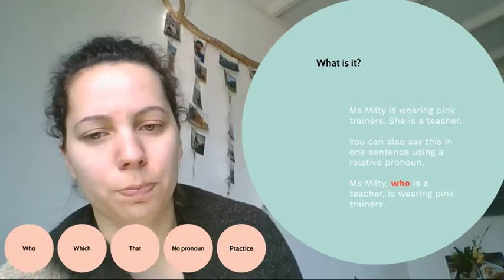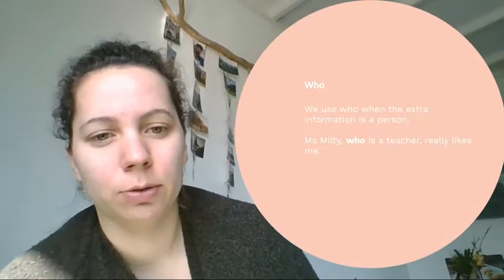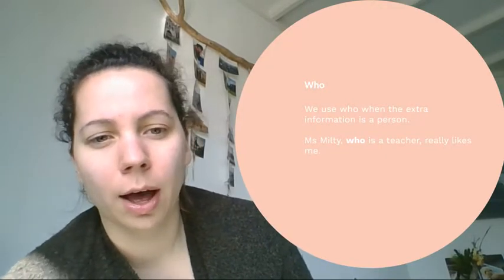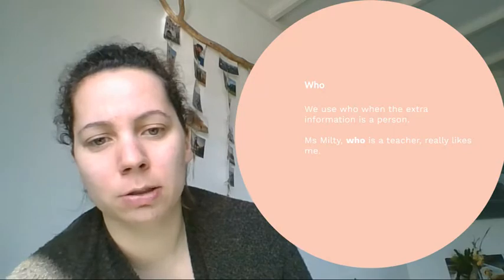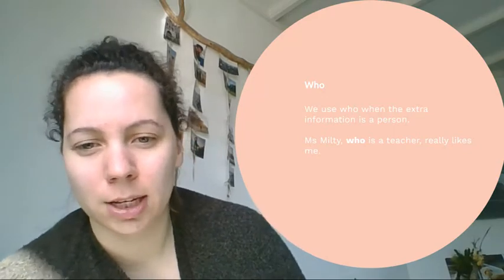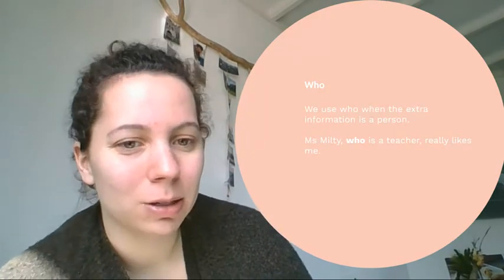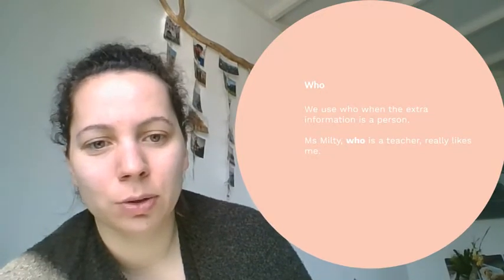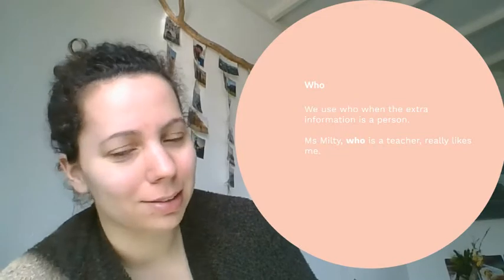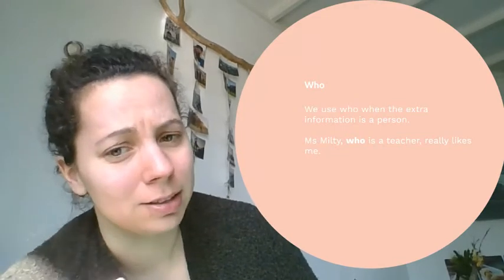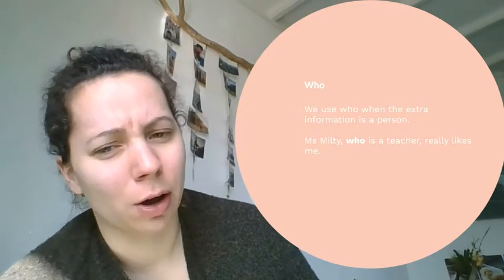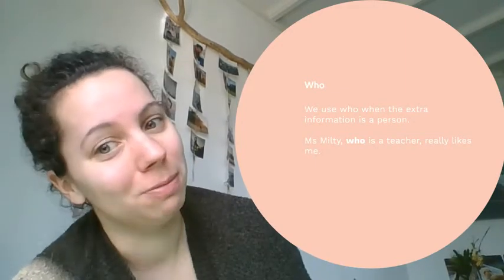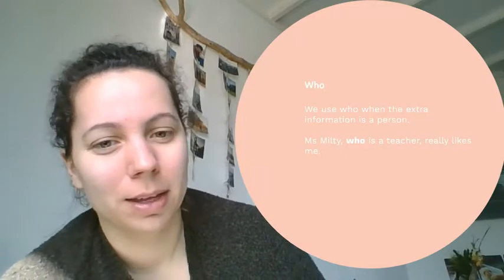Let's start with who. So we use who at the start of a relative clause when the extra information is about a person. So remember the sentence that we just used. Miss Milty, who is a teacher, really likes me. The extra information about Miss Milty, and yes, I am a person, even though I'm a teacher. So use who to give extra information about me, a person, Miss Milty.